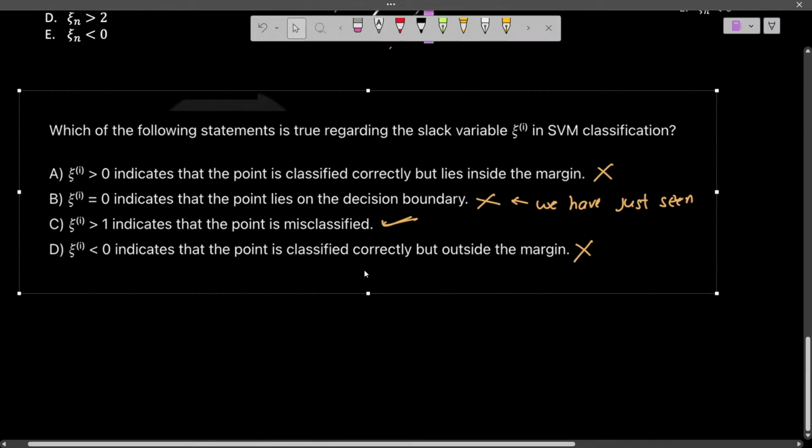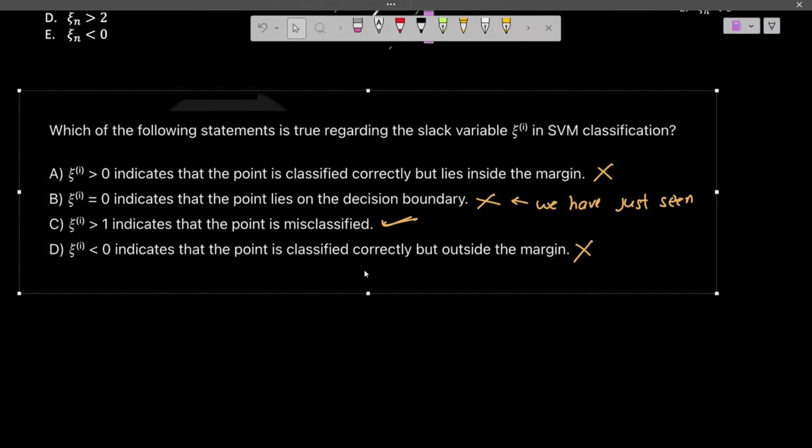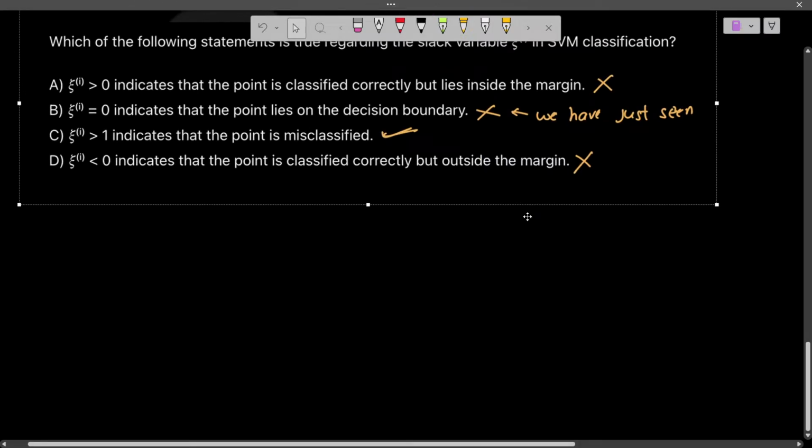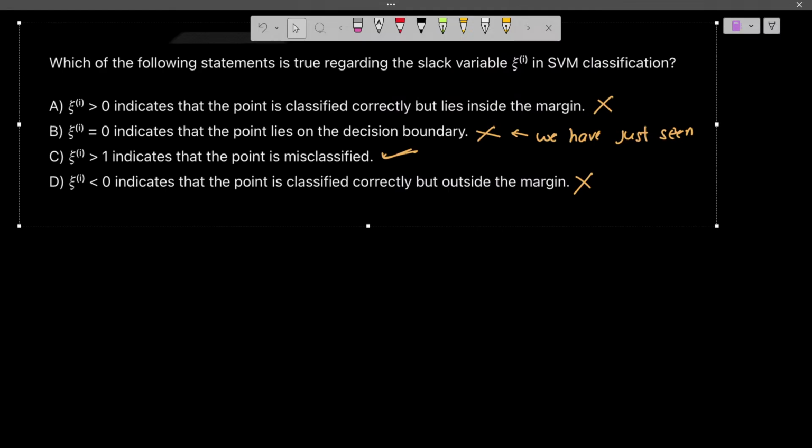And xi greater than 1 indicates that the point is misclassified. Exactly. This means the point is misclassified. And xi less than 0, the point is classified correctly, but this is not even possible. Slack can never be negative.